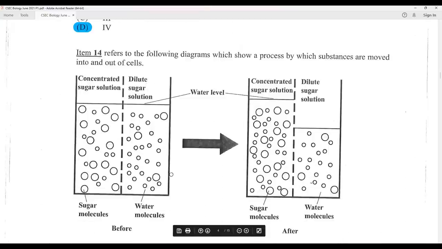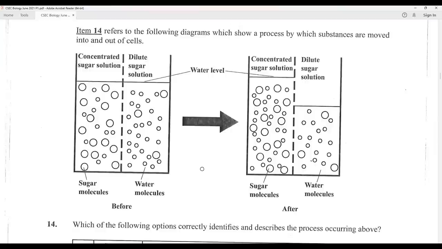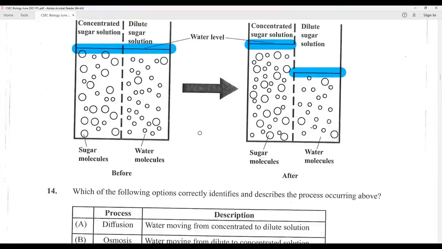Item 14 refers to the following diagrams, which show a process by which substances are moved into and out of cells. And we have the two diagrams here, and it shows the dilute sugar solution, a decrease in level, the concentrated sugar solution, an increase in level, right? You see the level going up here and the level going down here. And this side is definitely higher than this level. So we see a change in level.